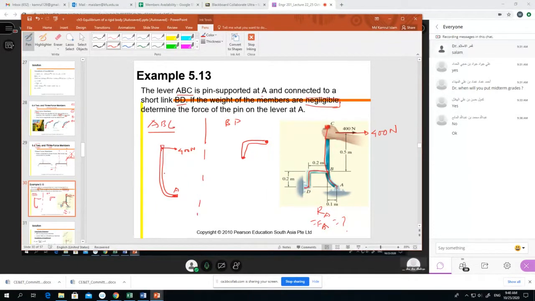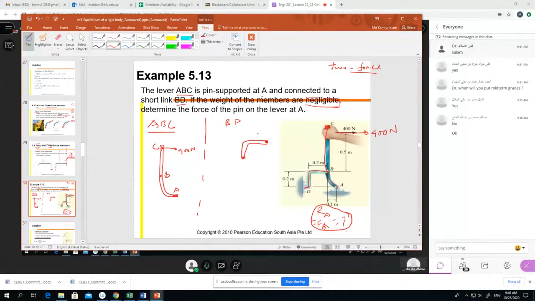Now we have to find out whether this is RA or RB. Okay. Now we just learned about the two-force member. Here is another point. This is B. This is C.